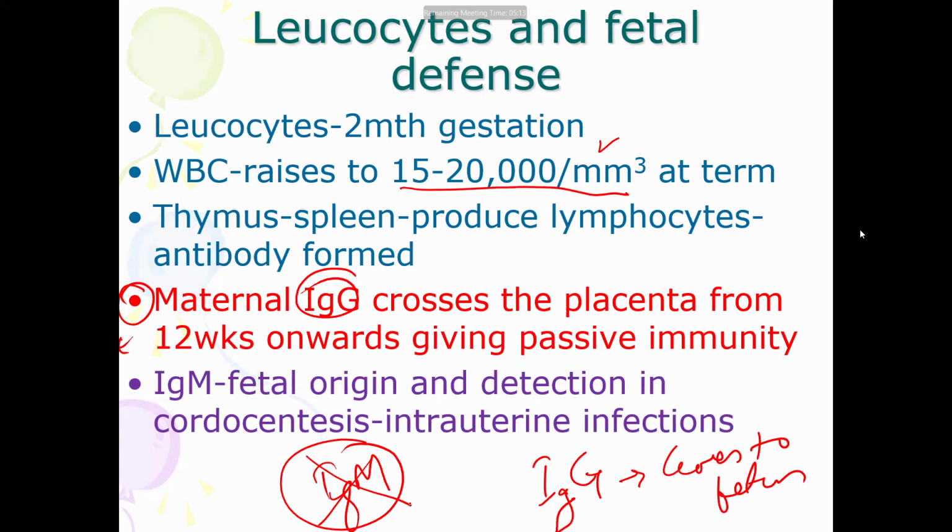So if we detect IgM of some virus, or if we suspect some infection in the fetus, let's take the example of the rubella virus. If we get IgG of rubella, then it may be a passive transfer from the mother. But if we detect IgM rubella in the fetus, that means the fetus is infected. So it helps us in the diagnosis. IgM never crosses the placenta; it's the IgG that goes.